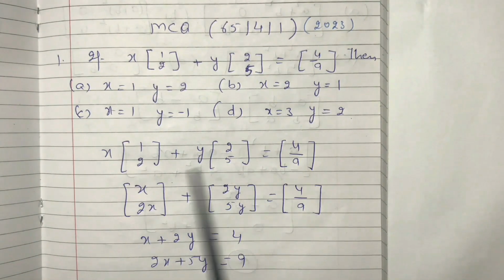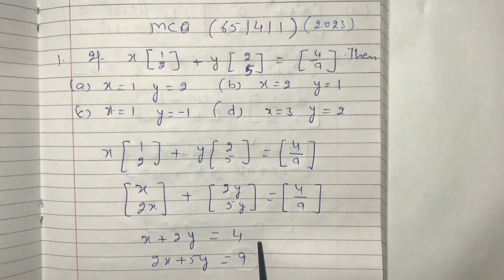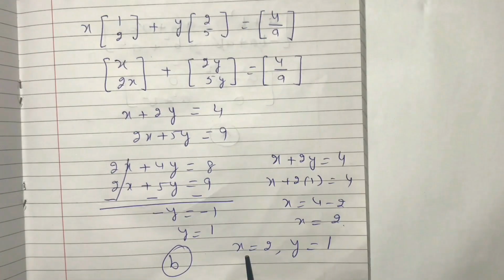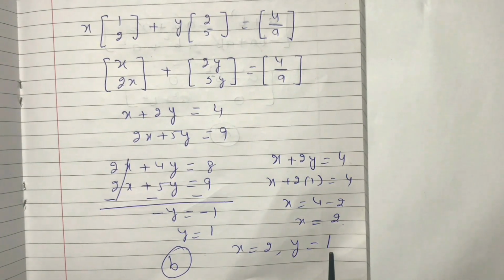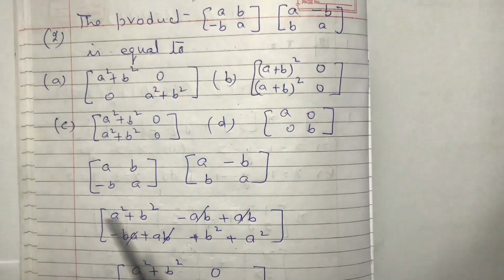Now I have solved this. You will get these two equations: x plus 2y is equal to 4, 2x plus 5y is equal to 9. By elimination method, the value of x and y is 2 and 1. So its option is B. So B is the option of first question.